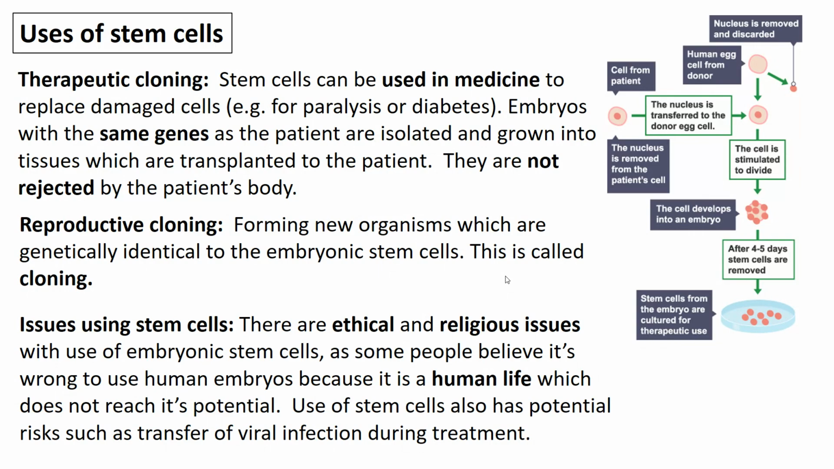And there's obviously issues around using stem cells, especially human stem cells, ethical and religious issues with using embryos. The embryos often come from failed IVF treatments or people who no longer need those embryos because they've successfully had a child. So there's ethical rights and wrongs of whether embryos should be used for this purpose because it could develop into a human life. There's also problems with using stem cells because you can increase the risk of transferring a viral infection.